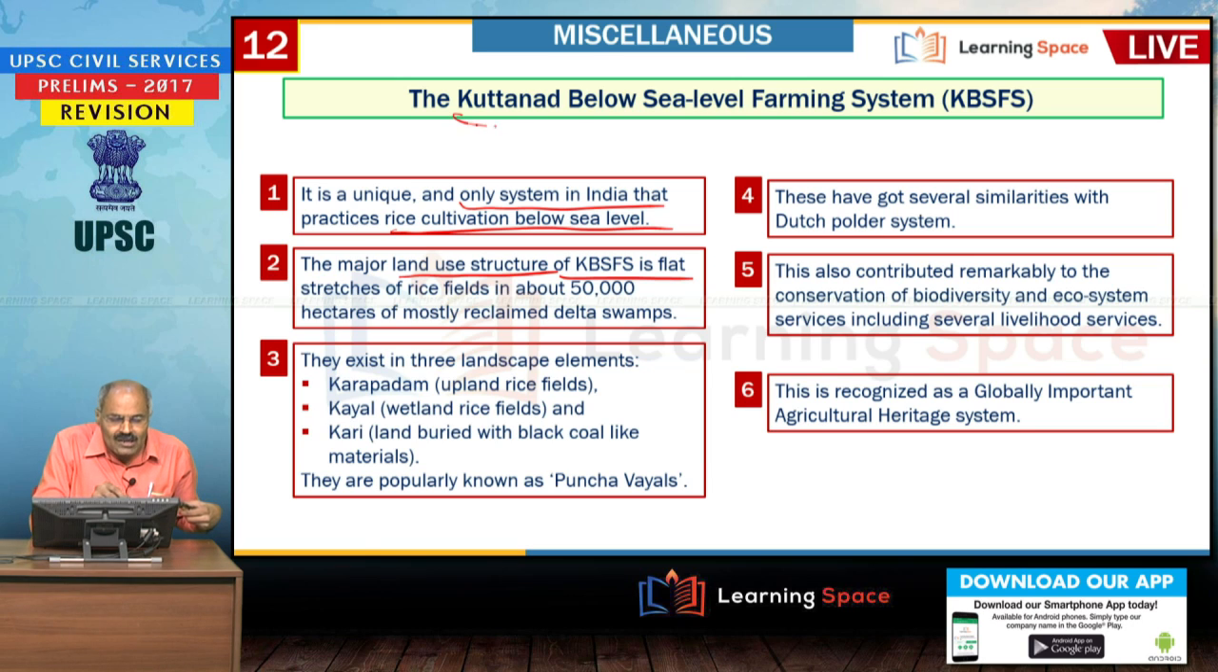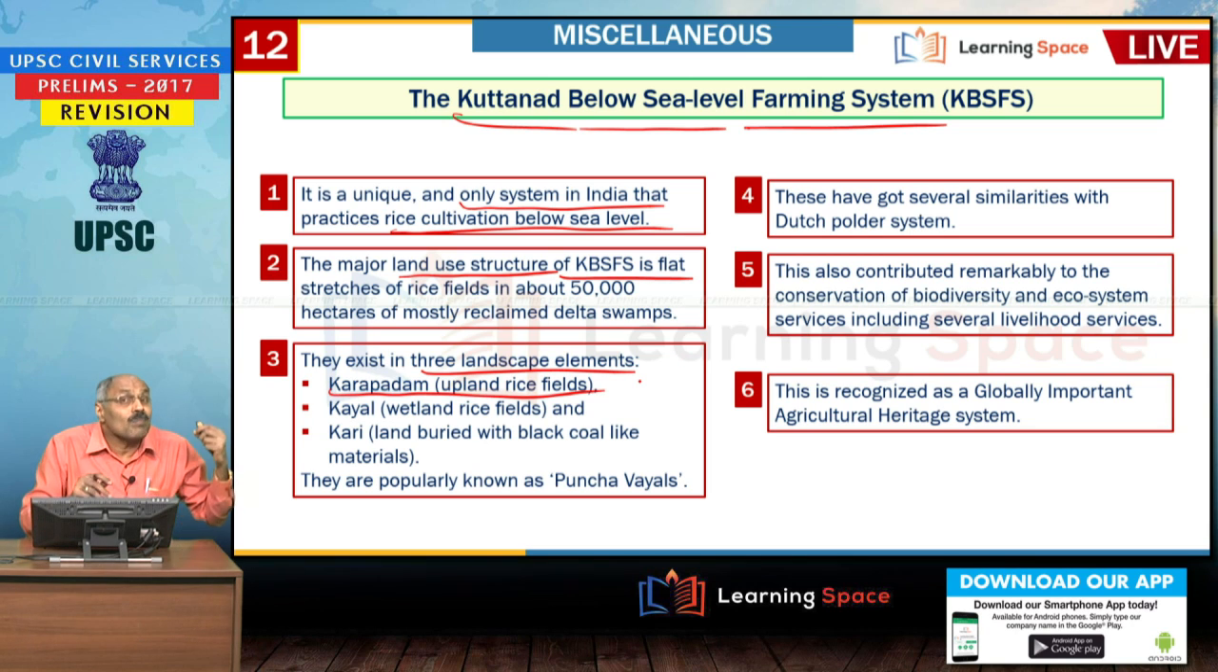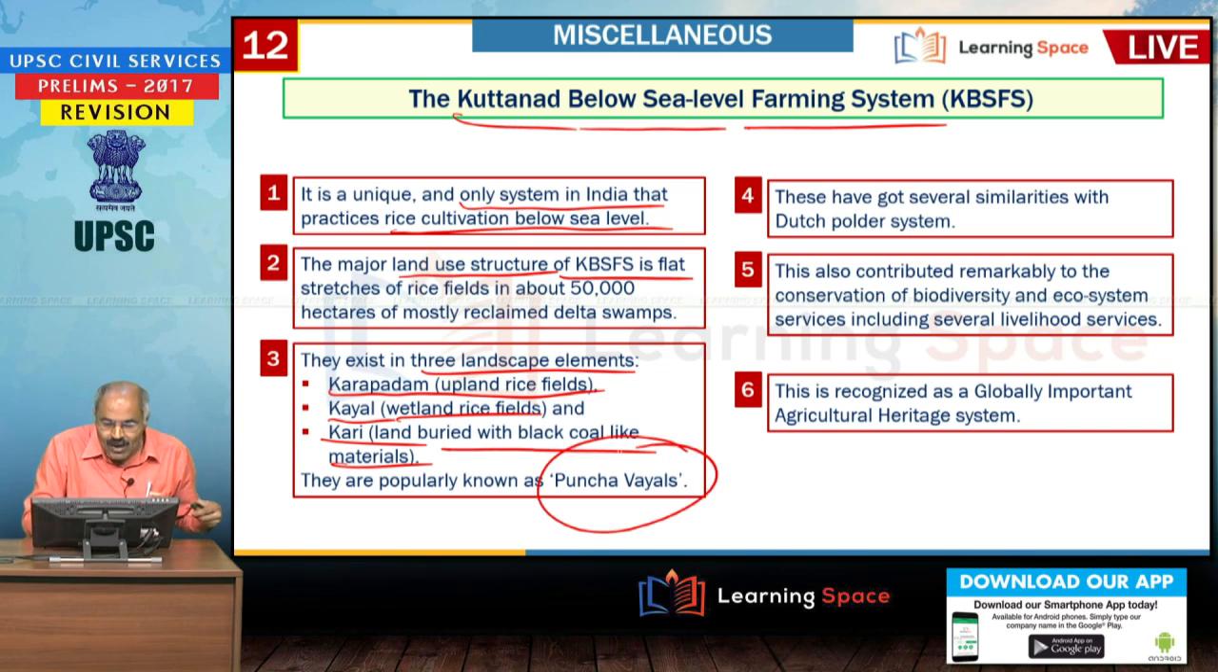The major land use structure of KBSFS, Kuttanad Below Sea Level Farming System, is that vast stretches of rice fields are cultivated, and they exist in 3 landscape elements. One is Karapadam, that is upland rice fields. Next one is Kayal, wetland rice fields. Then Kari, land buried with black coal-like materials. They are popularly known as Punchavayals, please do not forget, and this is recognized as a globally important agricultural heritage system, and it is the cultivation of rice below sea level, very important.